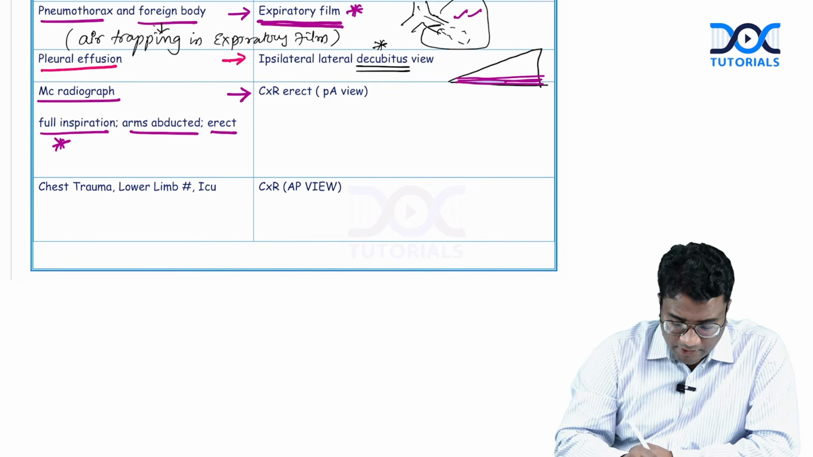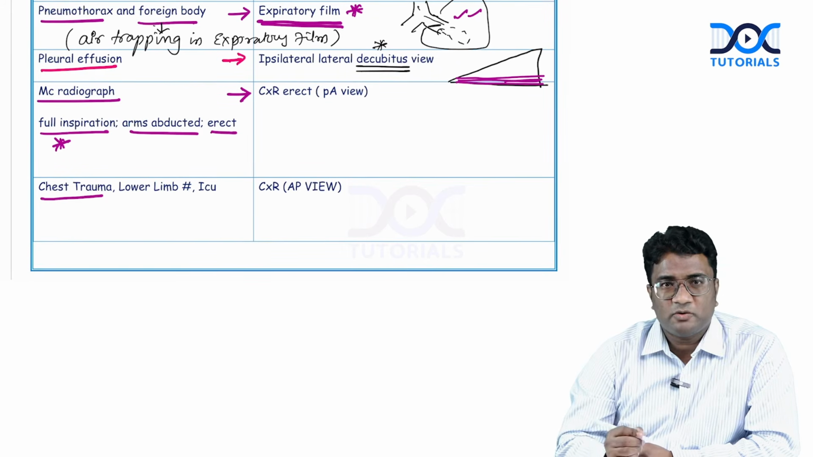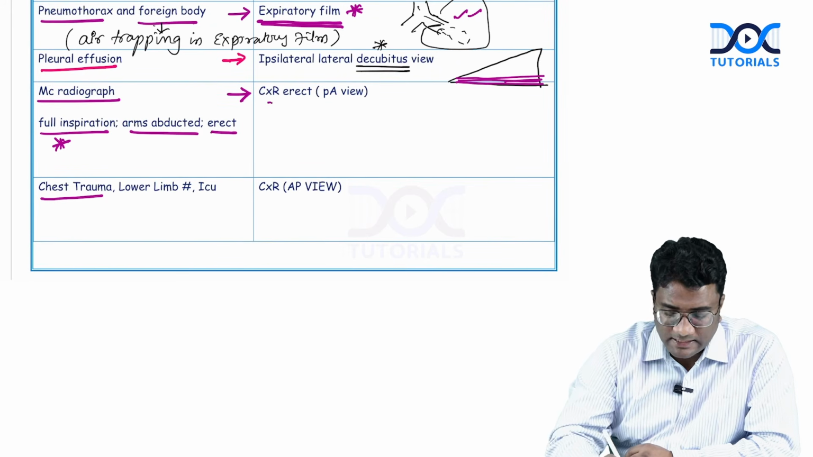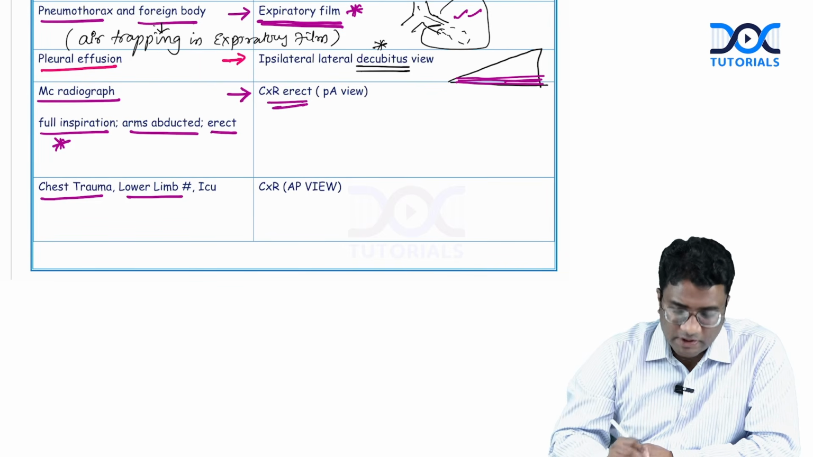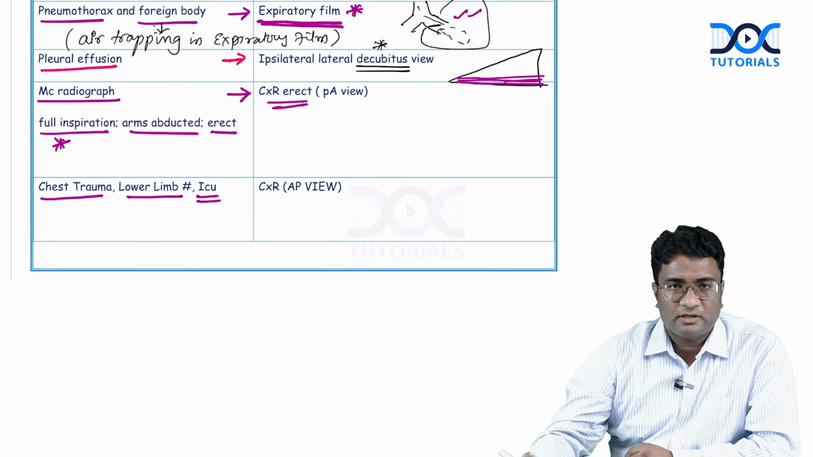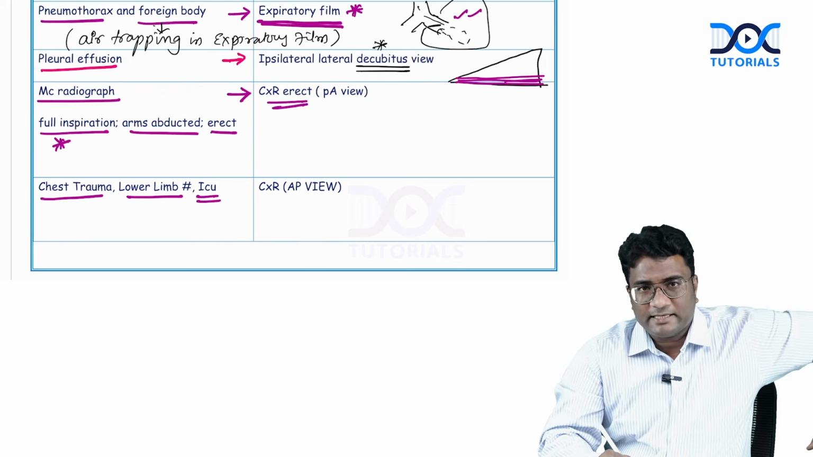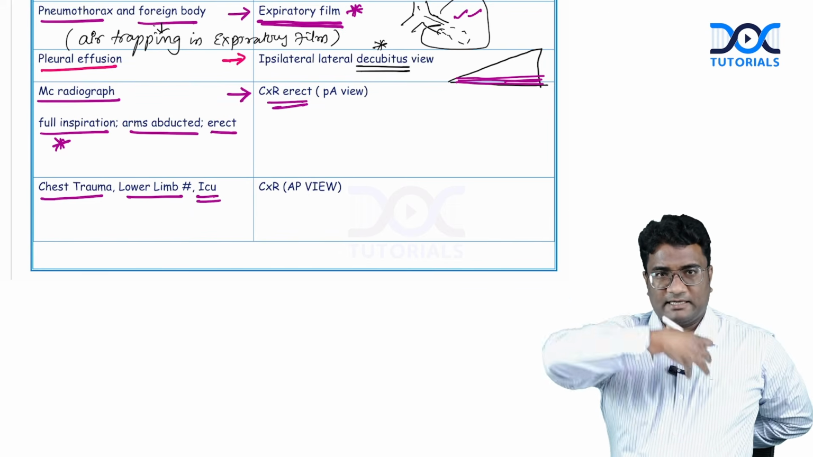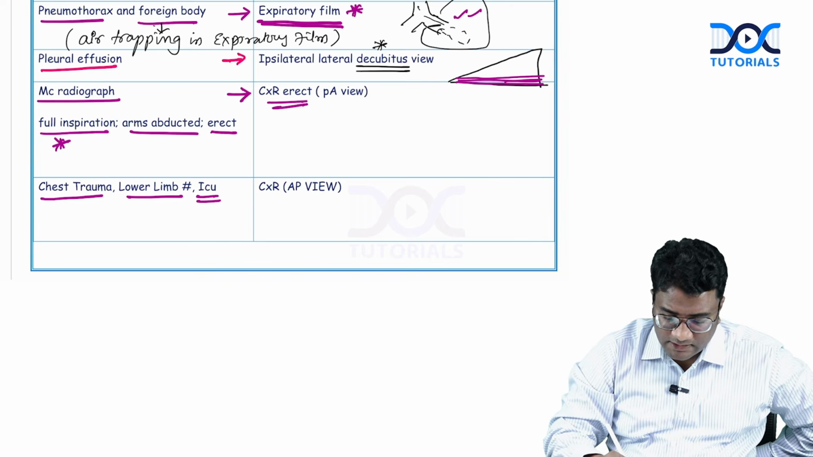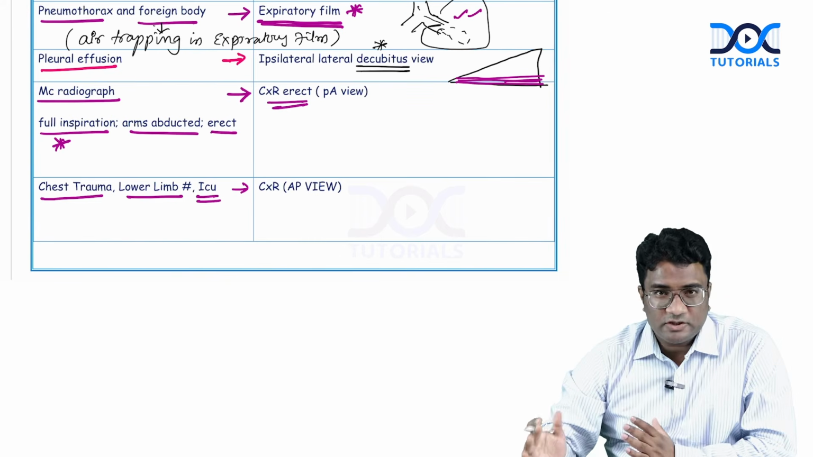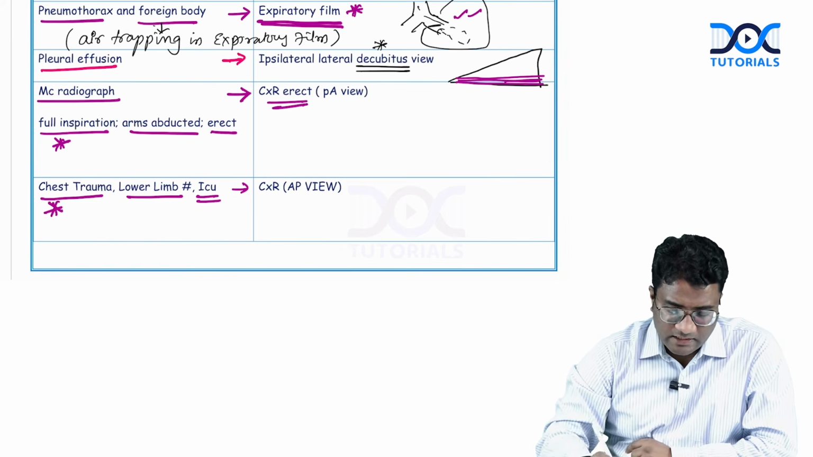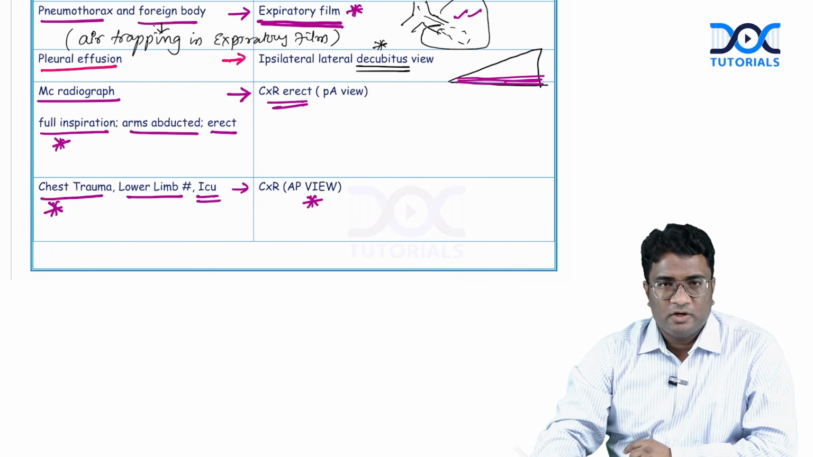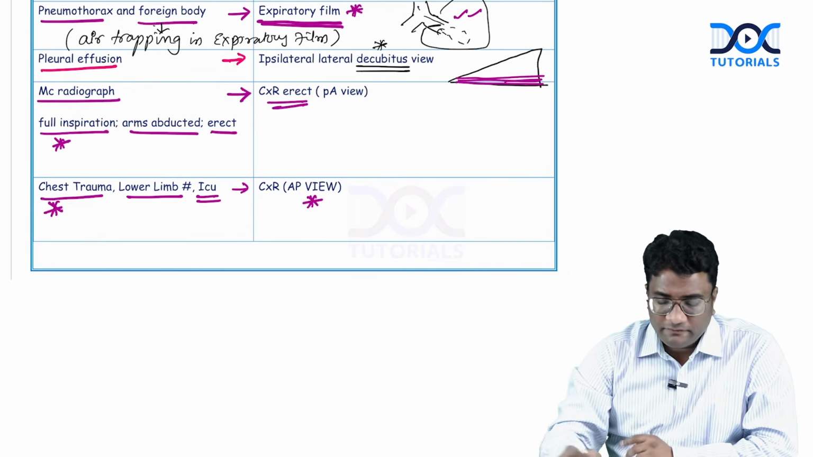In a chest trauma patient or a patient who cannot stand and give you a chest X-ray erect, like a lower limb fracture patient or an ICU ventilated patient, in these patients we put the X-ray film behind and we take the X-ray from anterior to posterior direction, that is a chest X-ray AP view. So in chest trauma, what is the X-ray view that we take? AP view. Routinely taken radiograph is a PA view.